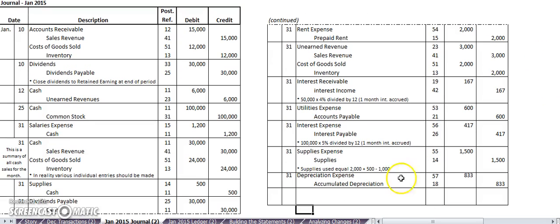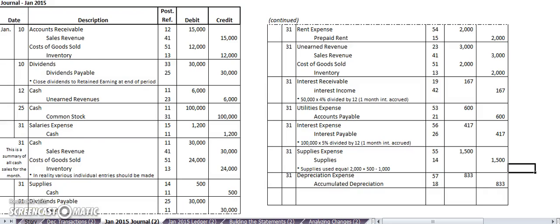And like I said, this accumulated depreciation account is what we call a contra account. That one is combined with the equipment account, which has a debit balance, and the net is going to be the net book value of equipment. Okay?